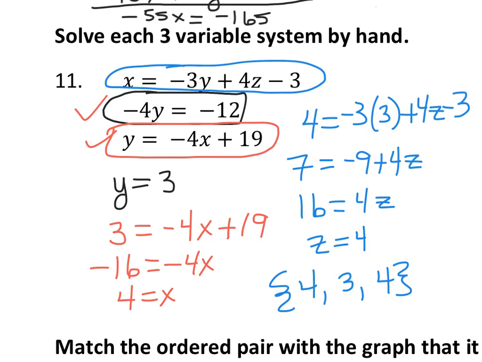And then 4 equals -3 times 3, which is -9, plus 4 times 4, which is 16. -9 plus 16 is 7, and 7 minus 3 is 4, and that one also checks. So you always want to check the solution you got, plug it back into your original equations, and make sure they all check out. Each one has to check.